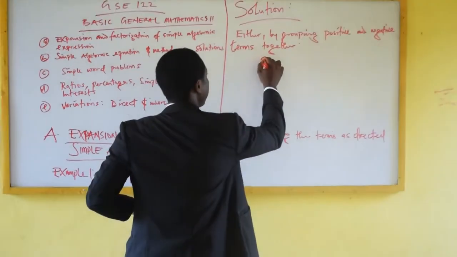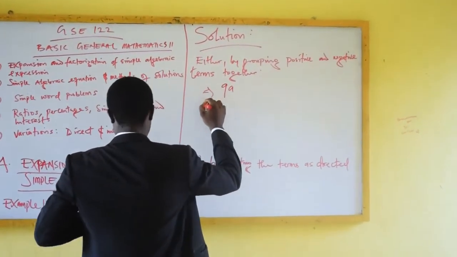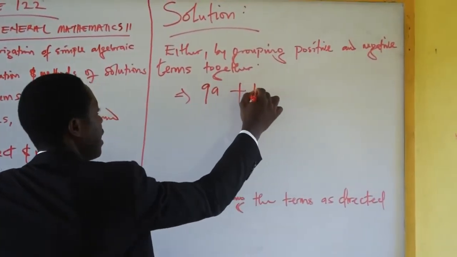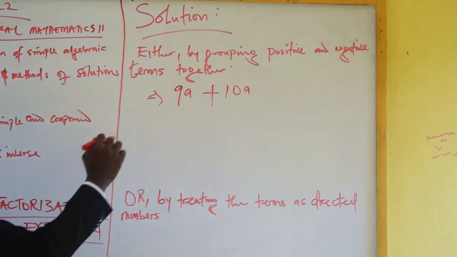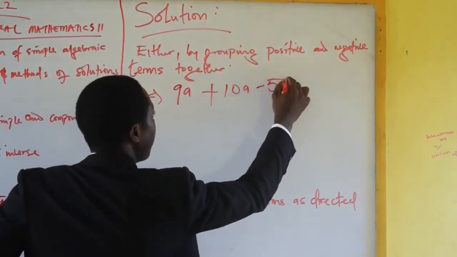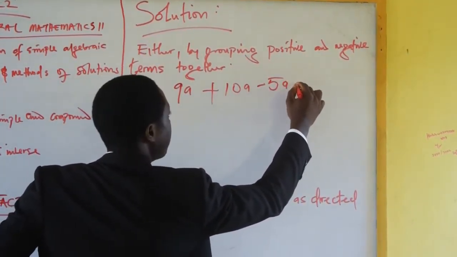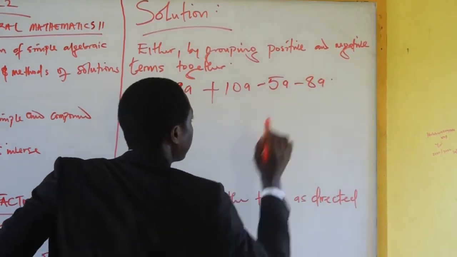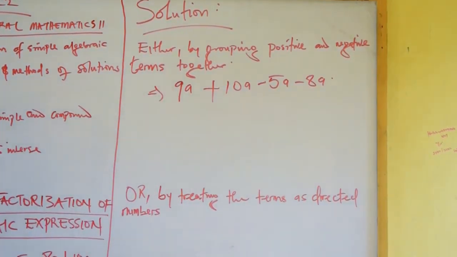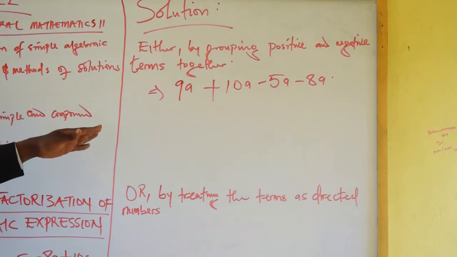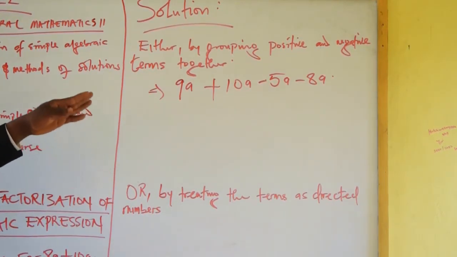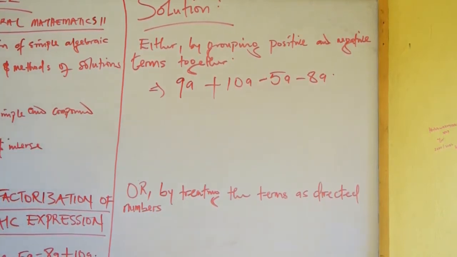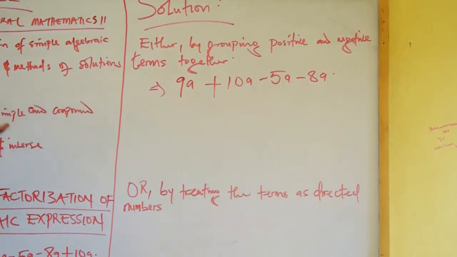You have 9a plus 10a. Now the positives are grouped together already. Now minus 5a, then minus 8a. Good. You can see that the 9a and the 10a are the positives. Then the minus 5a and the minus 8a are the negatives. Group together, then from that junction we can solve further.